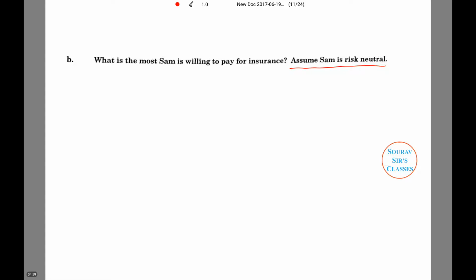Now in the next question, we assume Sam is risk neutral. What is the most Sam is willing to pay for insurance? Sam is risk neutral, and because of this the expected outcome is $1,000. Thus, Sam is unwilling to buy insurance as his expected outcome is much greater, and he will be willing to take the risk without paying for any insurance.